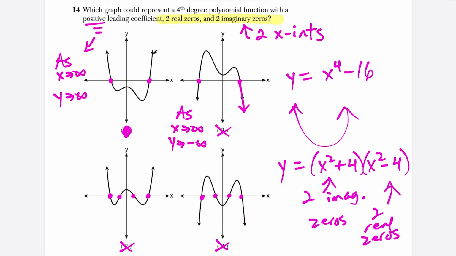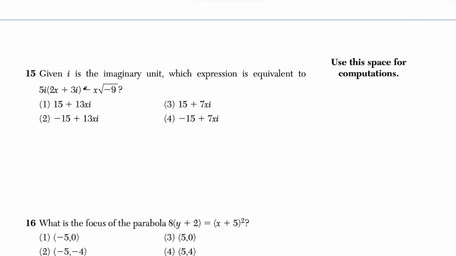Now, I know this one is not symmetric. It's not even. We don't have symmetry over the y-axis, but it does resemble the end behavior. So this one here is a reasonable graph to think about so that you could choose this answer choice and eliminate choice 3.